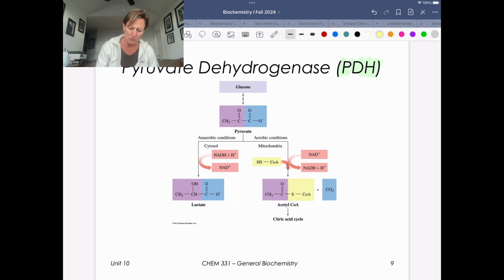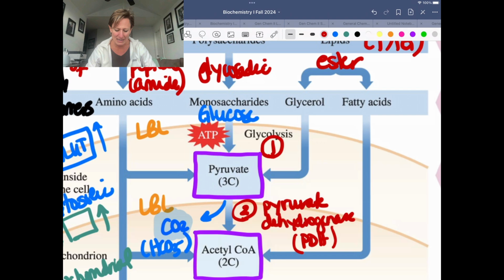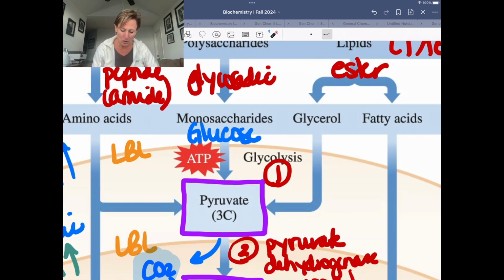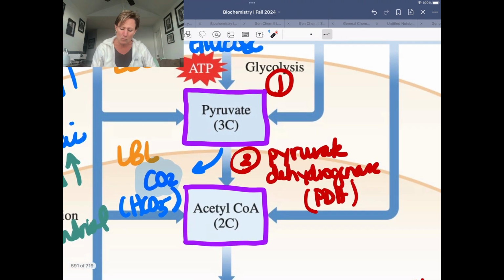So let's review sort of where we've been. Again, that's going to be the second step. Glycolysis was our first step. So let's zip back to our main 30,000 foot view sort of image here, and let's orient and fly in with where we're at, right? We just took glucose, went through glycolysis, and we ended up with pyruvate, okay? Now what we're going to talk about is pyruvate dehydrogenase chemistry.